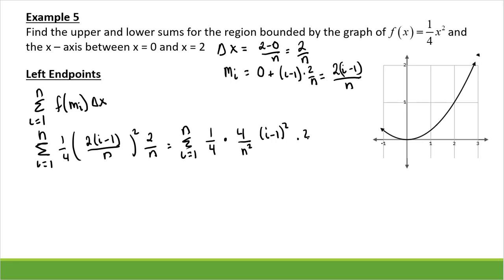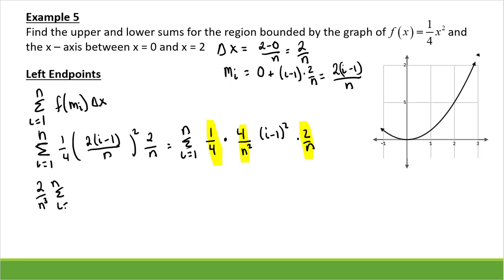I didn't leave myself enough room out front. So simplifying all that out, I end up with 2 over n cubed up front. And then I would have this i minus 1 squared. What I would do personally is multiply that out. You get i squared minus 2i plus 1.